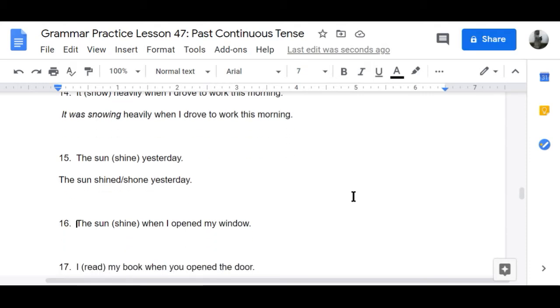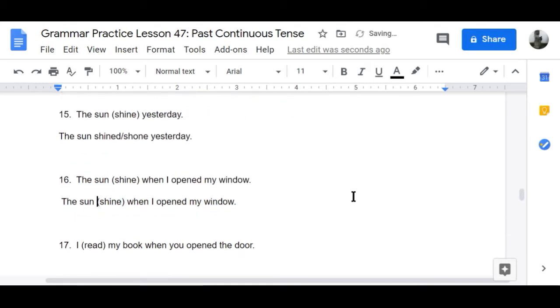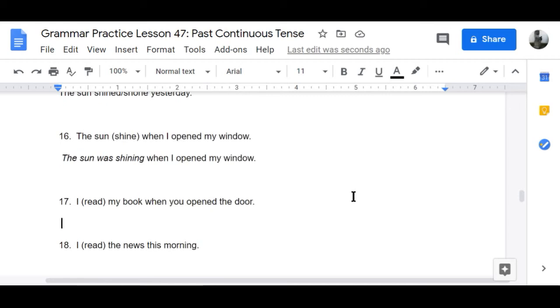16. The sun, when I opened my window. I opened my window and the sun was shining. The sun was shining when I opened my window this morning. I love it when I open my window and the sun is shining.